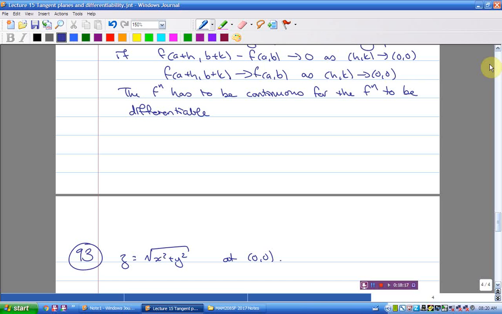What sort of surface is that? That's a cone, okay? It's a cone with its pointy bit at the origin. Are pointy bits differentiable? No, pointy bits are never differentiable. Pointy bits is not a technical term. You will not find that in a textbook. But kinks are not differentiable in curves or in surfaces.